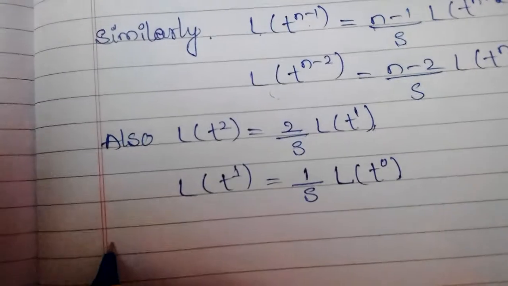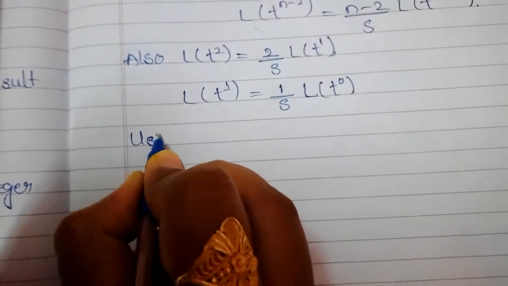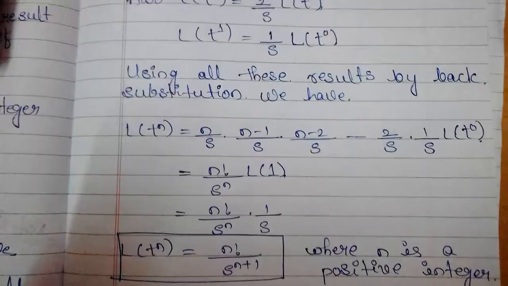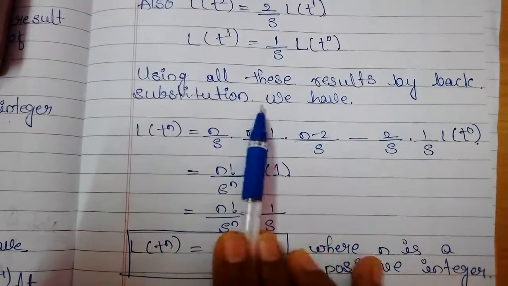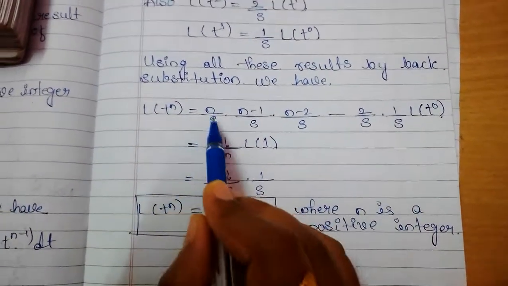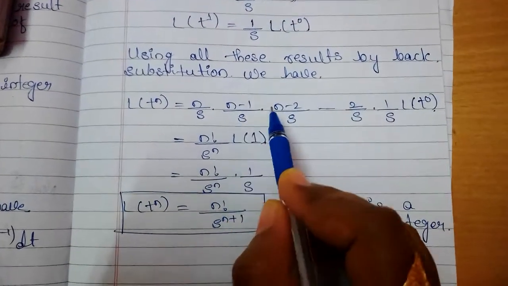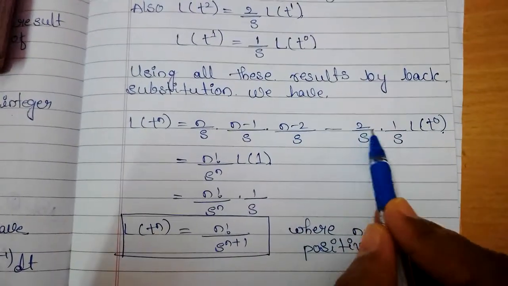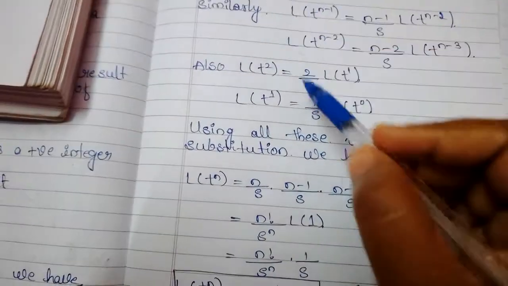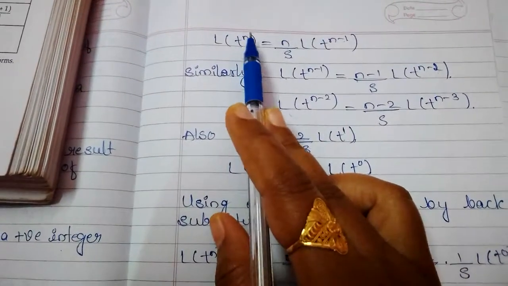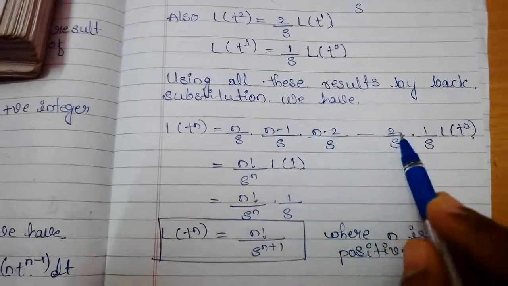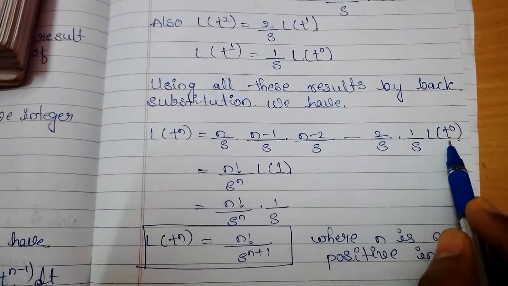Next, using all these results, by back substitution, we get: substitute back here, the Laplace transform of t raised to n is equal to n by s into n minus 1 divided by s into n minus 2 divided by s, and so on to 2 by s into 1 by s into the Laplace transform of t raised to 0. Means we have to substitute back for L of t raised to n. We get n by s into n minus 1 divided by s into n minus 2 divided by s, and so on to 2 by s into 1 by s into the Laplace transform of t raised to 0.